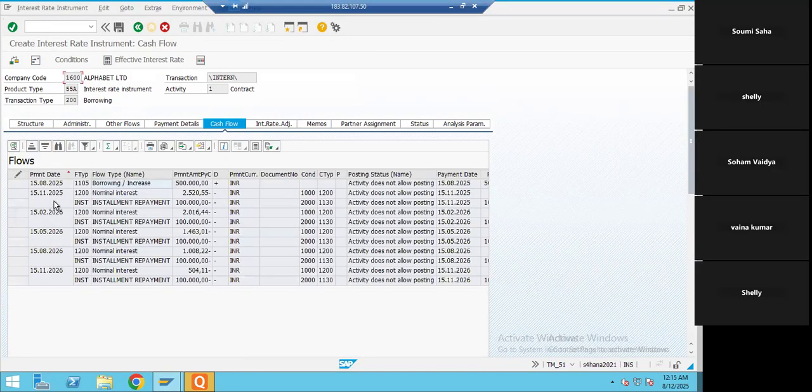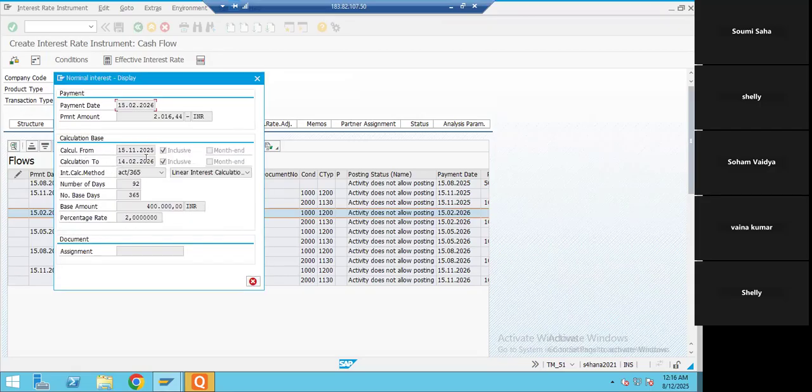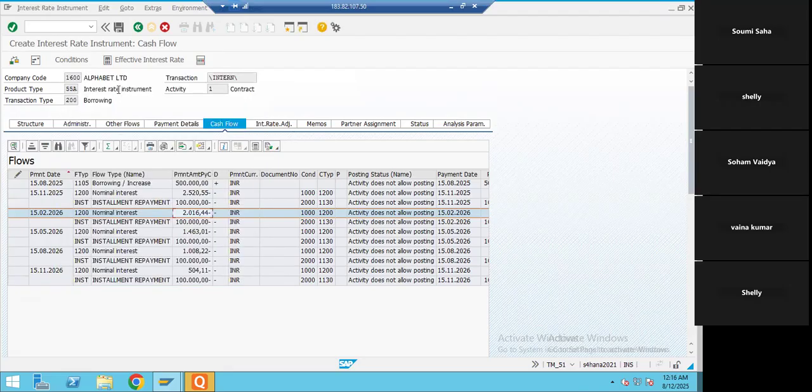As soon as you change the date ranges, everything will change here in the cash flows. The amount is calculated based on whatever we have given there. We have given an amount that 1 lakh will be repaid every 3 monthly, so it is getting repaid. This is the interest calculation based on the 2 percent and the actual by 360. If you double click, you will get all the details. This date to this date, this is the method. How many days? 92 days, 365. Base amount is 4 lakh. 4 lakh into 2 divided by 100 into 92 divided by 365 will be this particular amount. You can calculate that also. That's how your interest gets calculated.